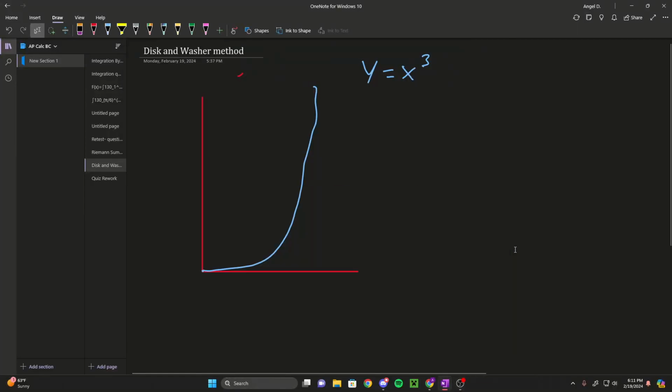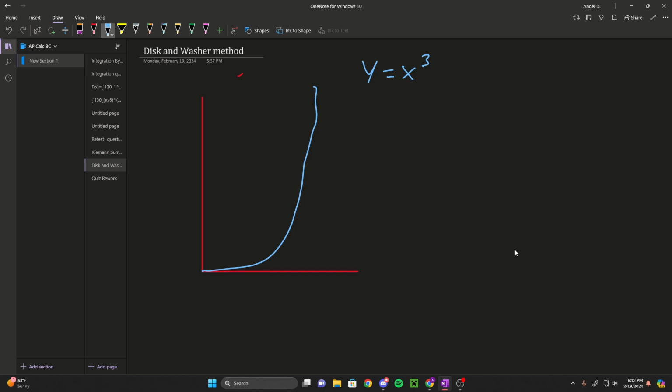Hello everyone. Today we're going to be talking about disk and washer method and how areas under the curve can determine the volumes of shapes. Before we get started on disk and washer method, I would like to introduce differentials and how to interpret an integral as a brief recap.